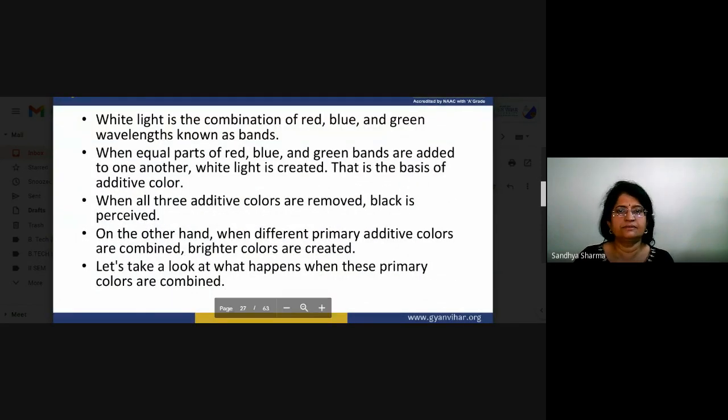In this diagram, we can see that white light is a combination of red, blue and green. By combining the three primary colors, white is generated. When equal parts of red, blue and green bands are added to one another, white light is created, and that is the basis of additive color. When all three additive colors are removed, black is perceived.